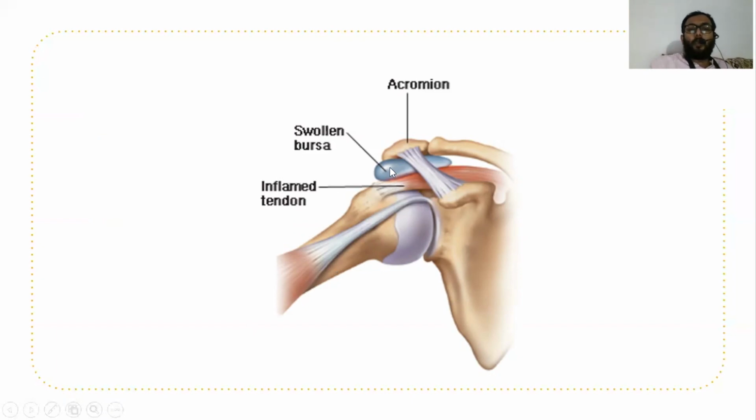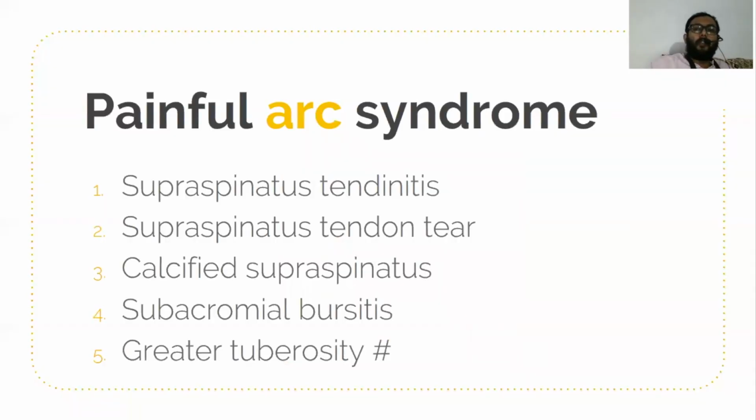Whenever the subacromial bursa is swollen, or whenever the supraspinatus tendon is inflamed, there is a chance of impingement and it causes pain. In this condition, the pain starts from here and radiates up to the mid-arm. There are 5 causes for painful arc syndrome. It includes supraspinatus tendinitis, supraspinatus tendon tear, calcified supraspinatus, subacromial bursitis, and greater tuberosity fracture.